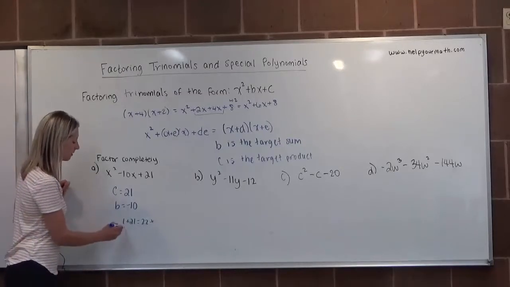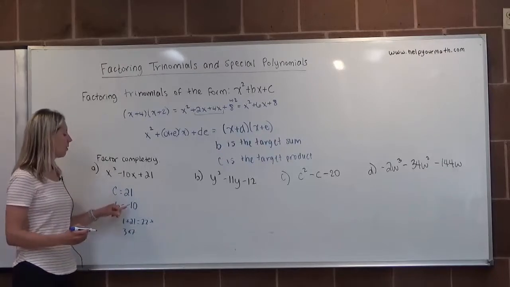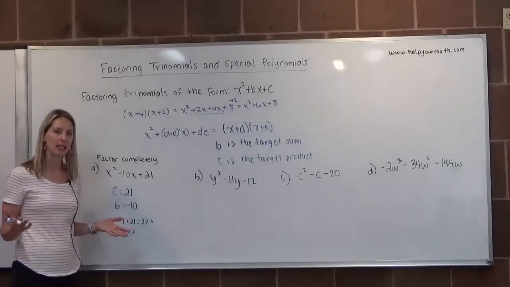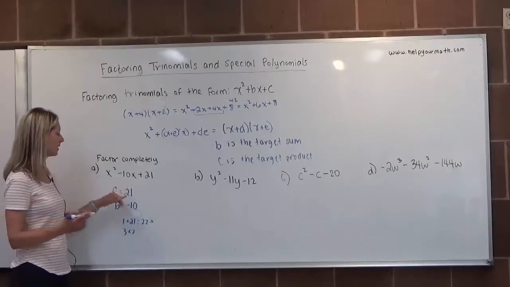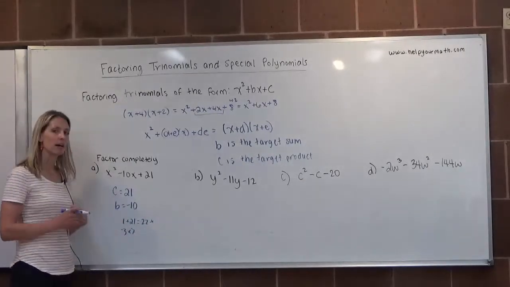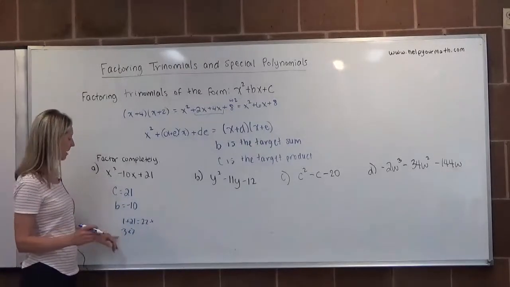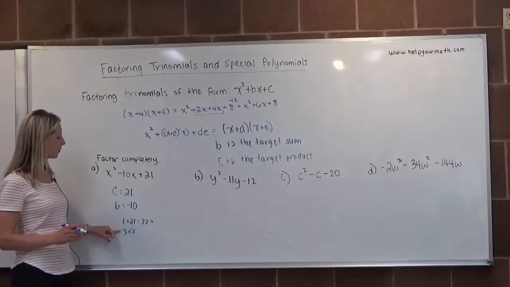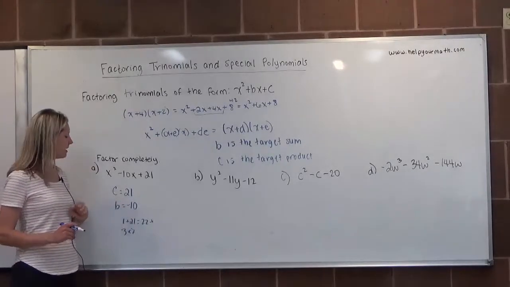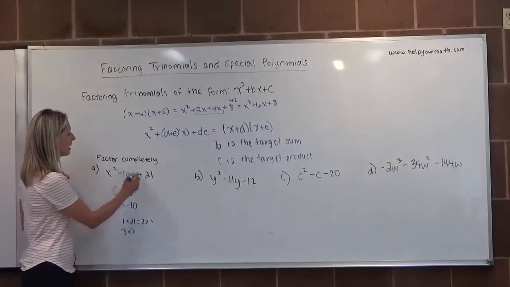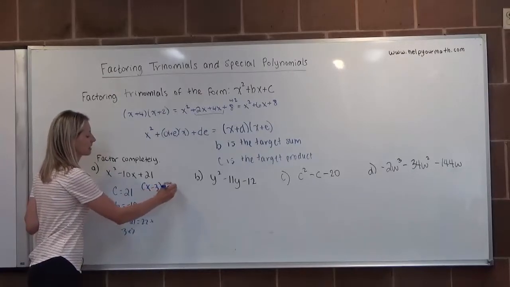But also 21 is divisible by 3 and 7, and 3 times 7 is equal to 21. But we need the sum to be negative. So if they're both negative, negative times negative would multiply to something positive and add up to something negative. So if the winning combination is negative 3 and negative 7, that would be positive 21 when you multiply, negative 10 when you add. So we can rewrite this in factored form as x minus 3 times x minus 7.